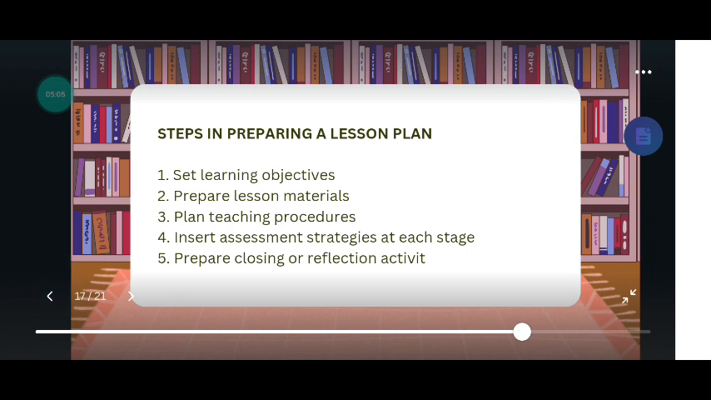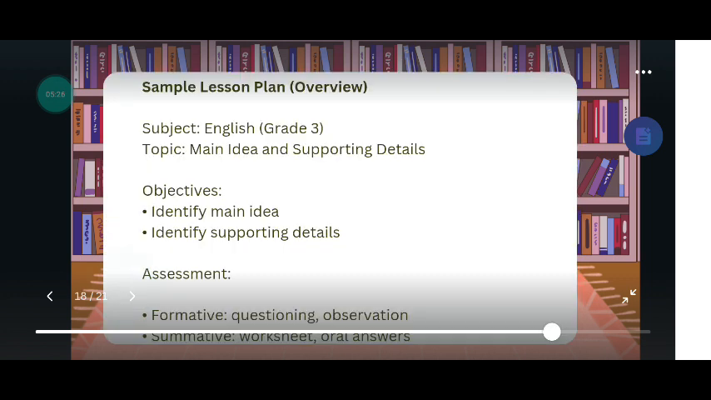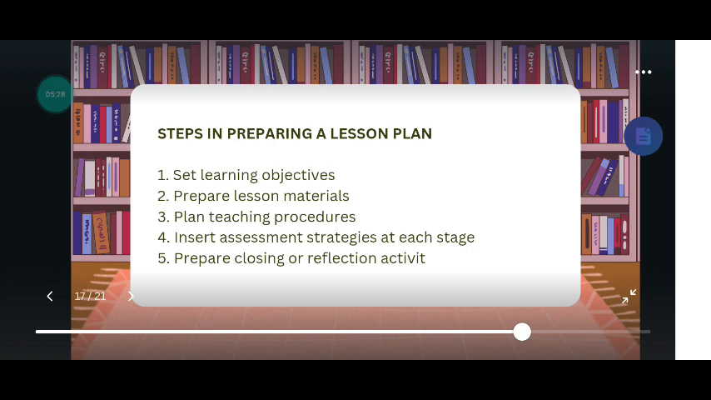Second is to prepare your lesson materials. It is important for a teacher to prepare these so that the students can be motivated, and also it can add color to your lesson. The third is to plan the teaching procedure. You can see this in a lesson plan wherein the hierarchy of the lesson, the step-by-step procedure, is made. You must prepare that in a lesson plan.